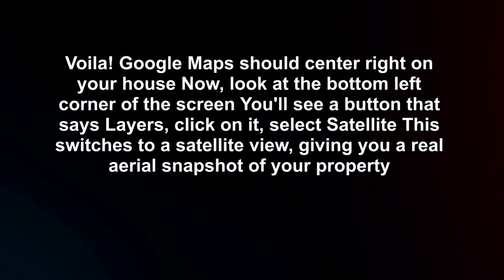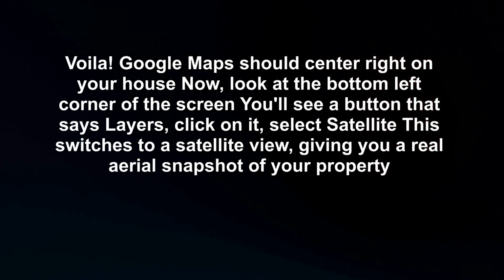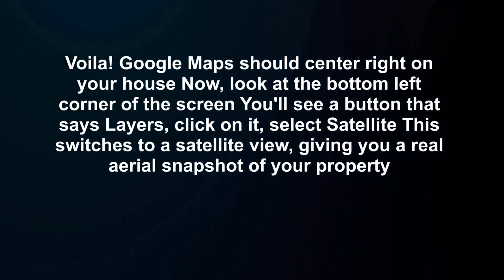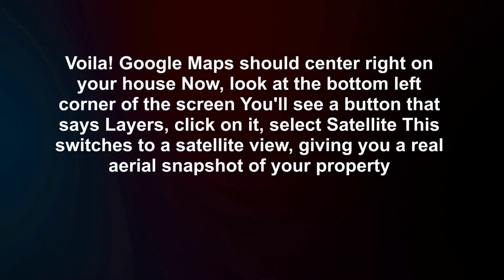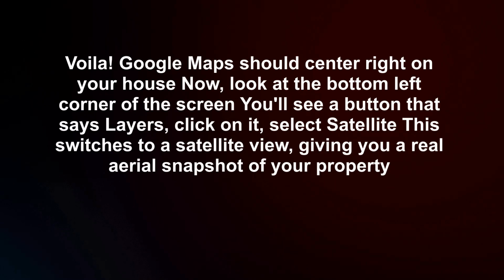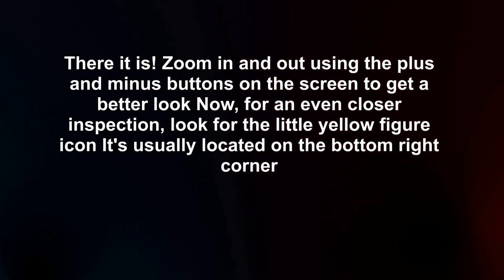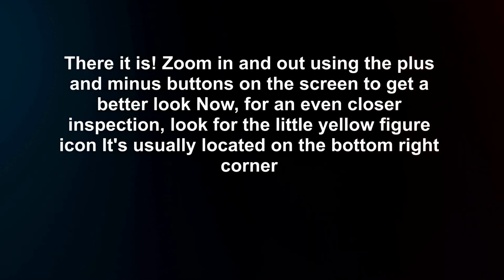Look at the bottom left corner of the screen. You'll see a button that says Layers. Click on it. Select Satellite. This switches to a satellite view, giving you a real aerial snapshot of your property. There it is. Zoom in and out using the plus and minus buttons on the screen to get a better look.